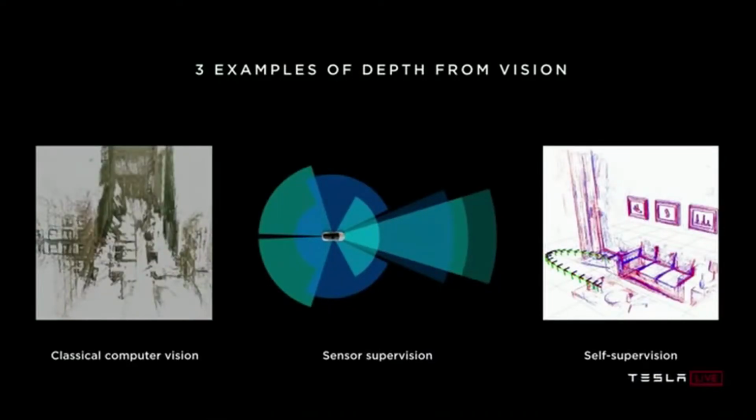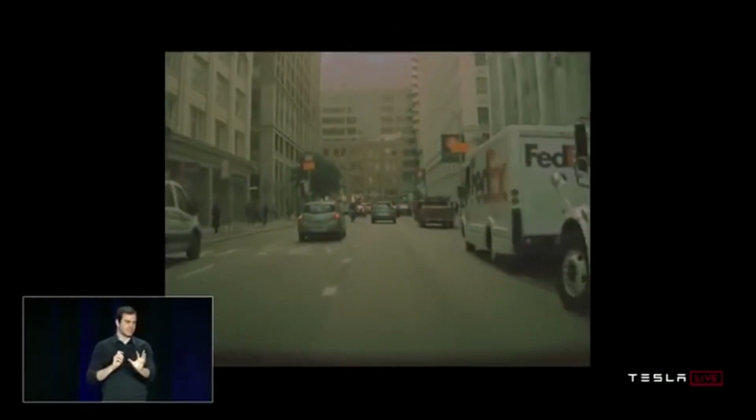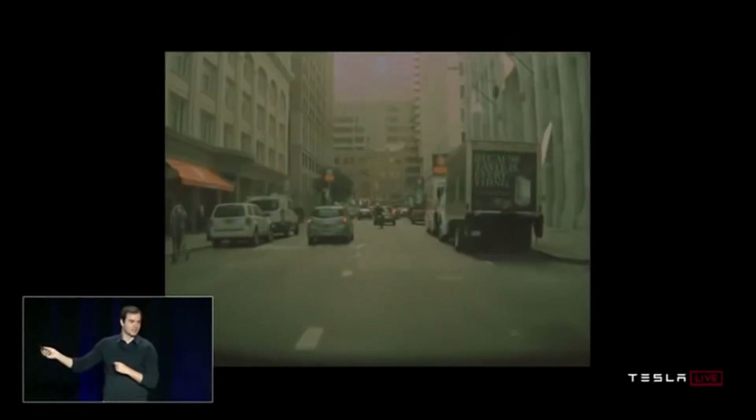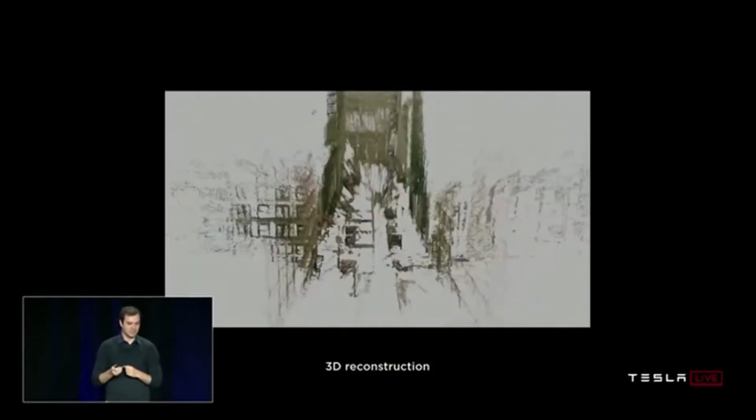So let me give you 3 examples of how you can arrive at depth perception from vision alone: a classical approach and 2 that rely on neural networks. So here's a video going down, I think this is San Francisco, of a Tesla. So these are our cameras, our sensing, and I'm only showing the main camera, but all the cameras are turned on, the 8 cameras of the Autopilot. And if you just have this 6-second clip, what you can do is you can stitch up this environment in 3D using multi-view stereo techniques.